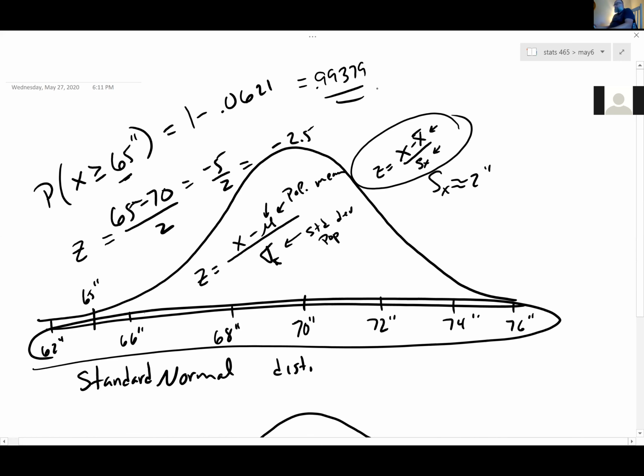0.99379. In other words, what is the probability you will find someone who is a full-grown adult human in the U.S. who is taller than 65 inches? It's like 99 point whatever %. Okay, pretty easy to do, kind of fun. That's kind of neat. What if we do the same thing, but let's say what's the probability that someone is between, again, this full-grown individual here, between 68.5 inches tall and, oh, I don't know, 71 inches tall.